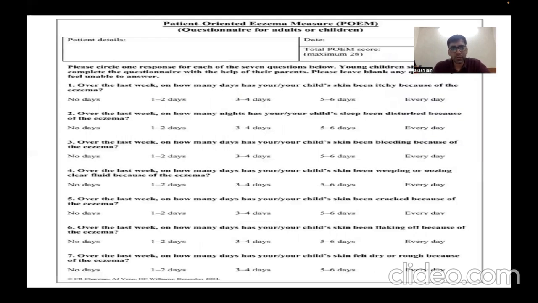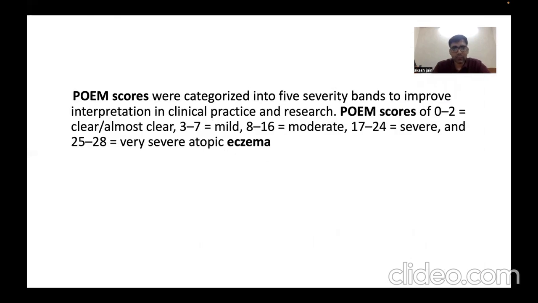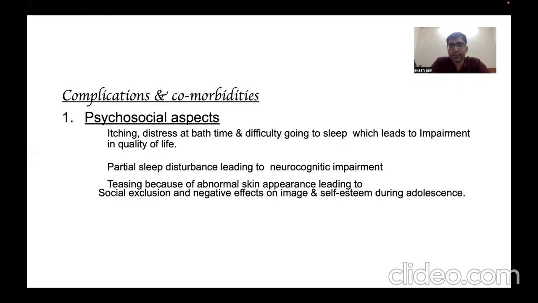And the third one, which is not used nowadays, is POEM, or patient oriented eczema measure, which asks subjective questions. In this, the POEM scores are categorized into 5 severity bands. 0 to 2 is clear, 3 to 7 is mild, 8 to 16 is moderate, 17 to 24 is severe, and more than 24, that is 25 to 28, is very severe atopic eczema. Such classification is very important to determine the severity of atopic dermatitis in order to determine the proper treatment.